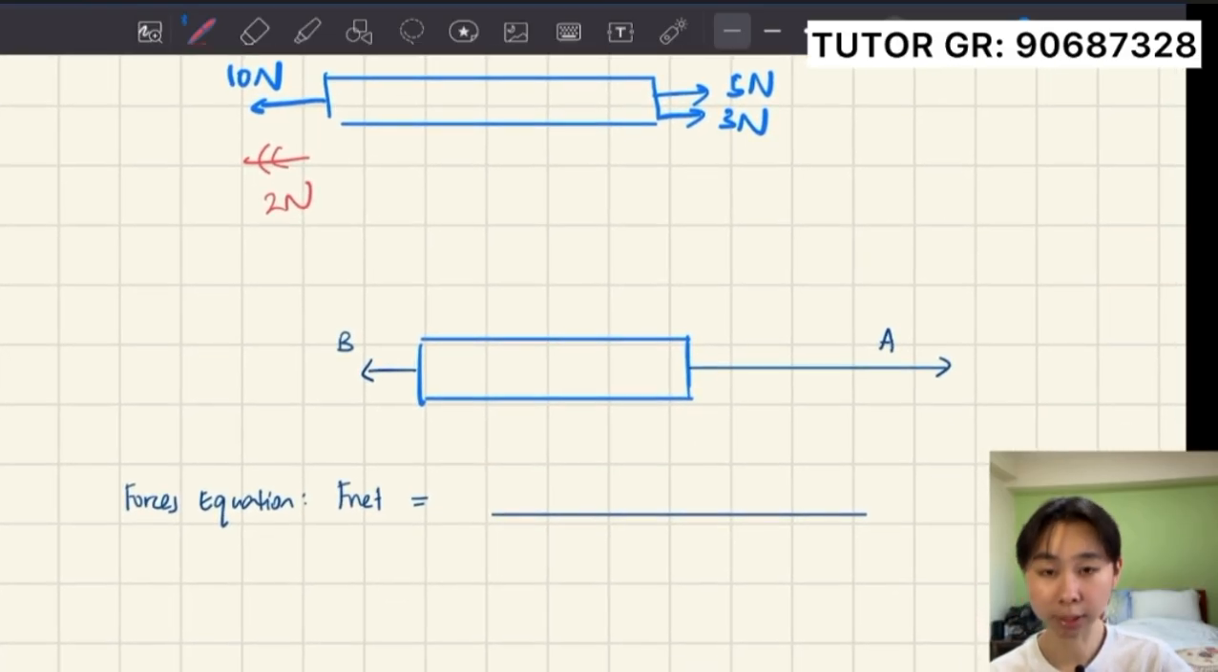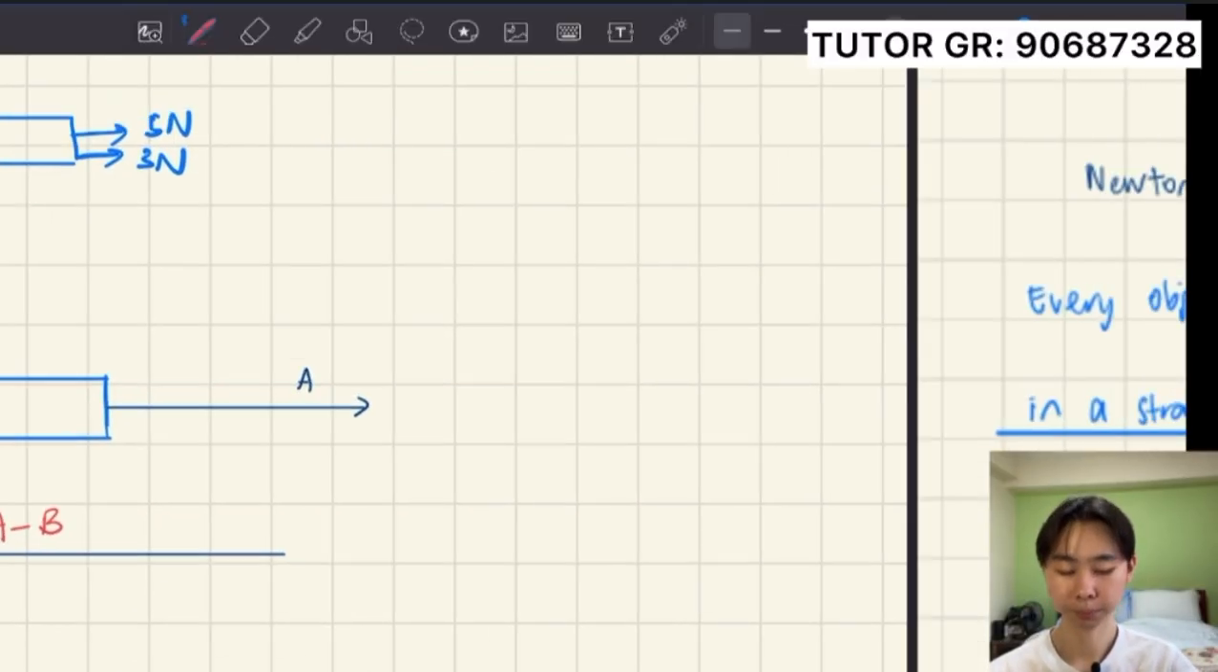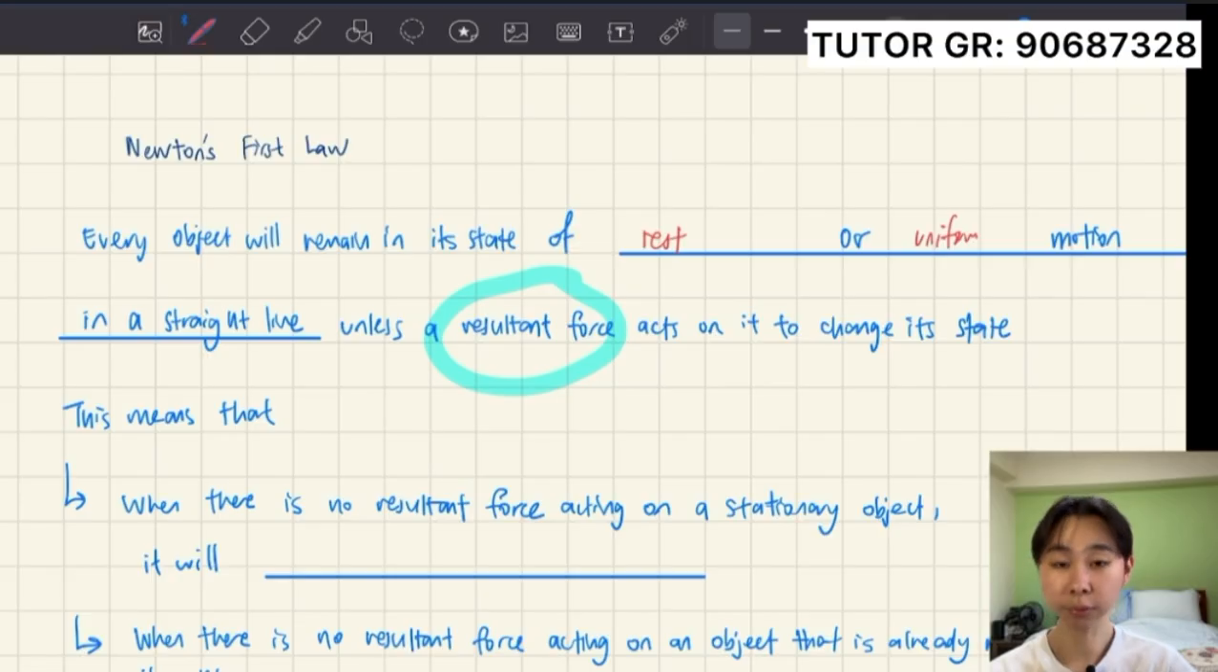And in this last scenario, I have force A that is very long, on the right hand side, and force B that is shorter, on the left hand side. So our resultant force will be A minus B, which is the big force minus the small force. So in this Newton's first law explanation, it states that there is no change unless a resultant force acts on it, or if there's no resultant force.